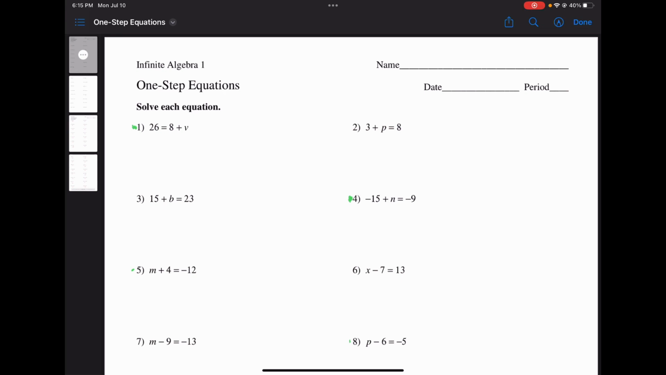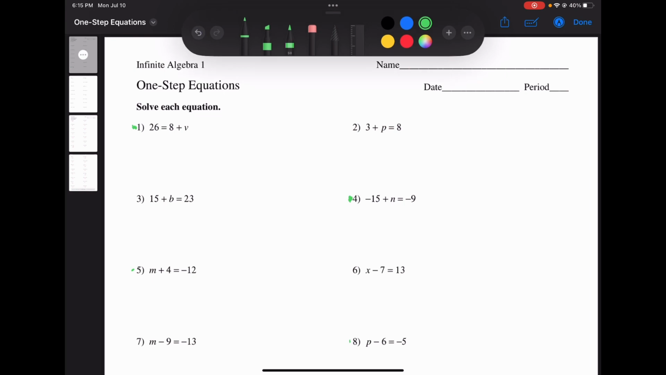So first, we're going to start with problem 1. Problem 1 says 26 is equal to 8 plus v. So v is the variable here. It's what we have to solve for. So we know that we have to get v by itself. So we have to subtract the 8, and what we're going to get is minus 8, minus 8. So v is equal to 18.